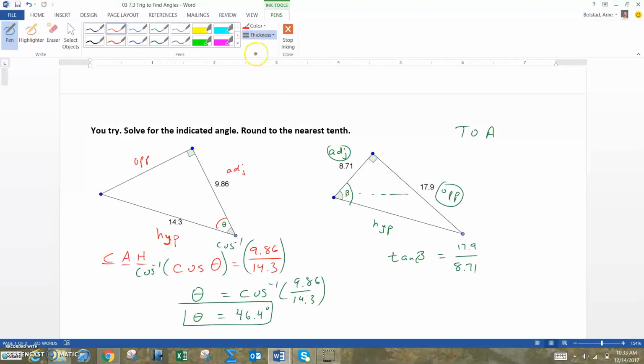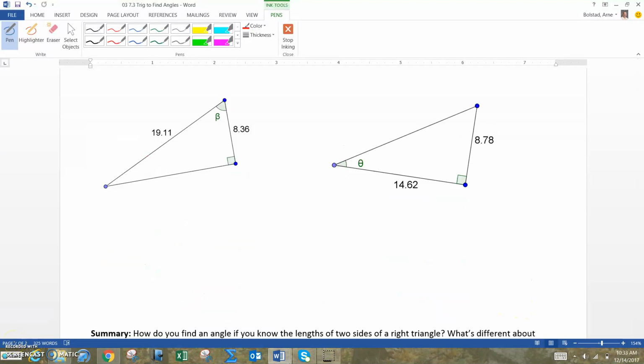And to get rid of the tangent, we would take the inverse tangent of both sides. So the inverse tangent of the tangent of beta equal to inverse tangent 17.9 over 8.71. Don't forget the parentheses on that one. Inverse tangent, tangent cancel out, so we have beta equals, if we type that into our calculator, we should end up somewhere near 64.1 degrees. All right, so last two examples.